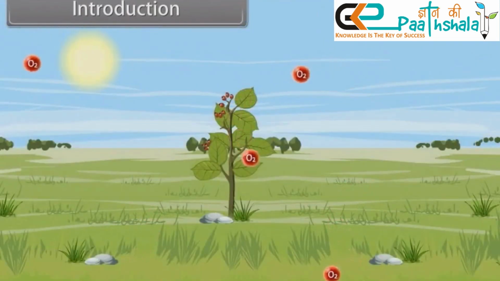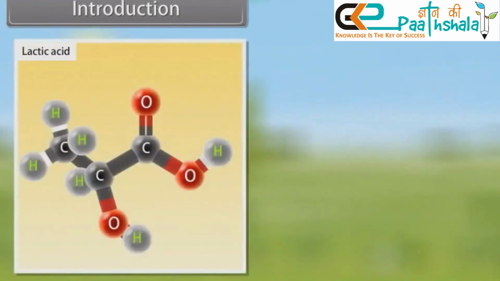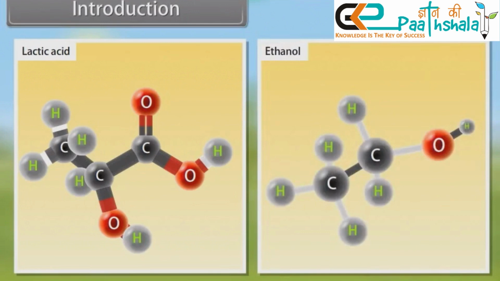If oxygen is present, then it is termed as aerobic respiration. If oxygen is not present, then it is termed as anaerobic respiration, and the broken down product of glycolysis is used in fermentation. In lactic acid fermentation, lactic acid is formed, whereas in alcoholic fermentation, ethanol is produced. So, throughout this module, we learn respiration in plants.